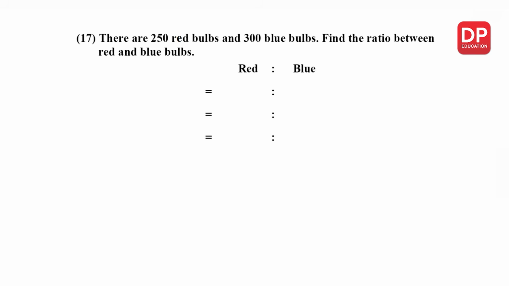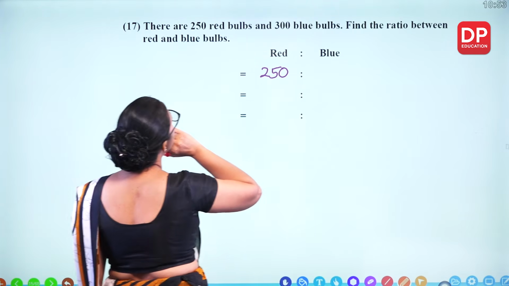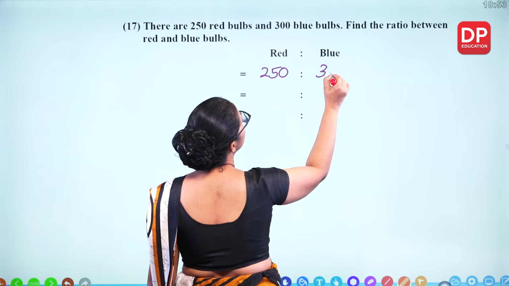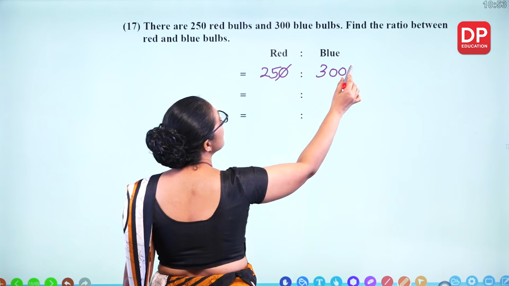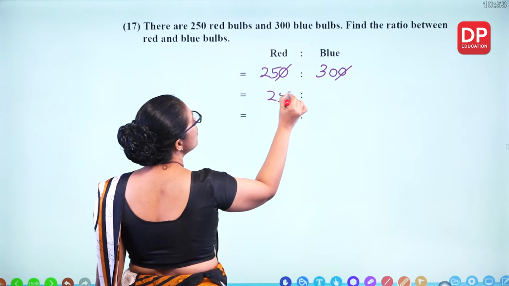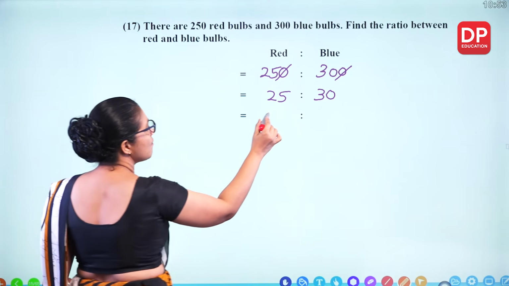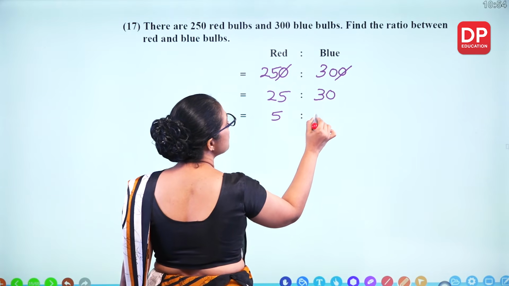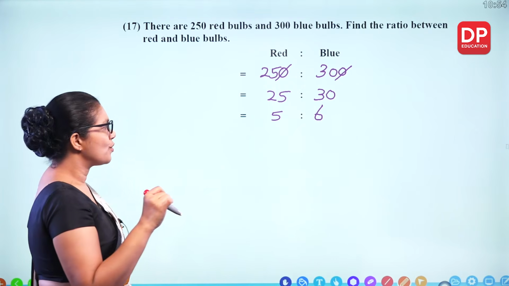There are 250 red bulbs and 300 blue bulbs. Find the ratio between red and blue bulbs. So red, 250. Blue bulbs, 300. You can divide by 10. So you get 25 to 30. Divide by 5 again. 5 times 5, 5 times 6. So what's the ratio? 5 to 6 ratio.